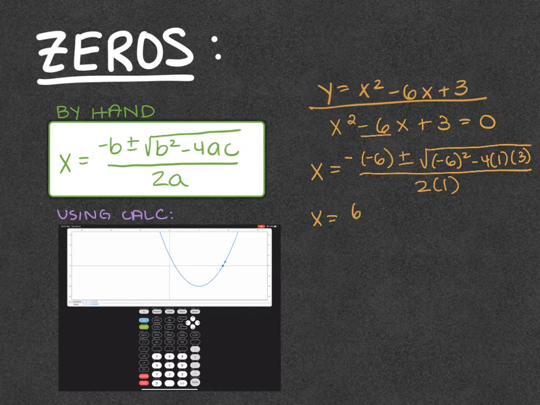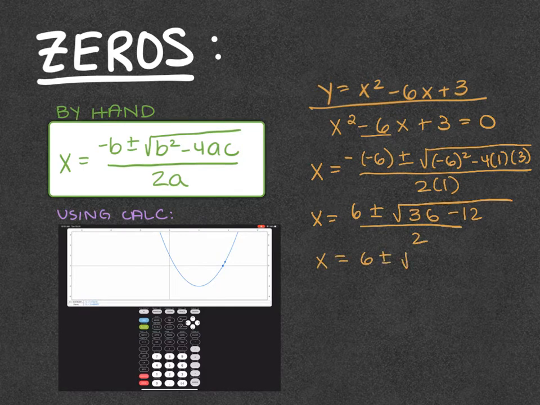So we've got 6 plus or minus the square root of 36 minus 12, over 2. 6 plus or minus the square root of 24, over 2. And this comes out to 0.551 and 5.45.